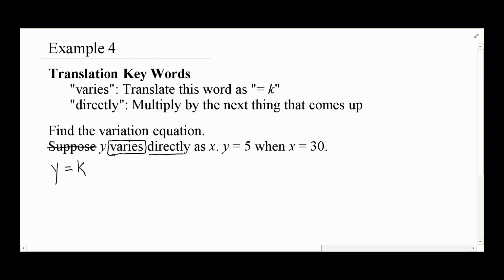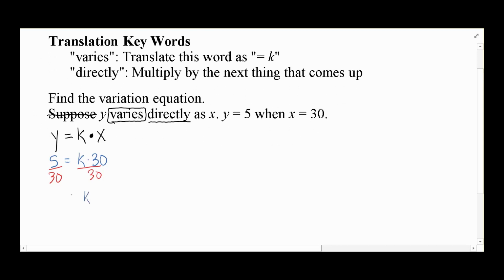The next thing I come to is the word directly, and that said multiply by the next thing that comes up. The next thing that comes up is the variable x. That's step 1: write the variation equation with the k in it. Step 2: plug in the known values for our variables. We're told that the y value is 5 when the x value is 30. There's step 2. Step 3, solve this. So we're going to divide both sides by 30.